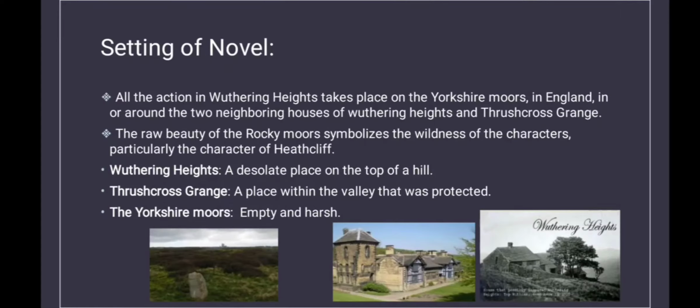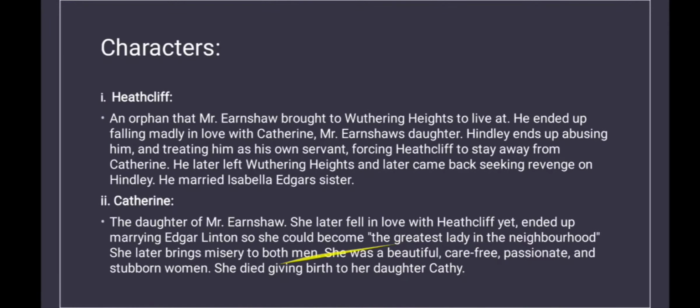The setting of the novel. All the action in Wuthering Heights takes place on the Yorkshire moors in England, and in or around the two neighbouring houses of Wuthering Heights and Thrushcross Grange. The raw beauty of the rocky moors symbolizes the wildness of the characters, particularly the character of Heathcliff. Wuthering Heights is a desolate place on the top of the hill, and Thrushcross Grange is a place within the valley that was protected, and the Yorkshire moor is empty and harsh.